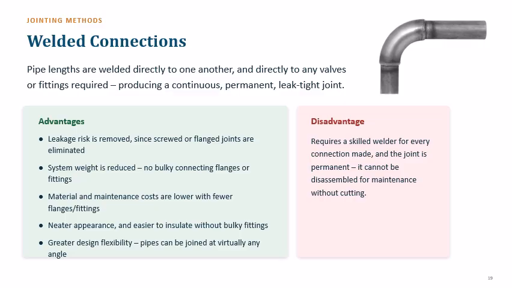The advantages include that the leakage risk is removed, since screwed or flange joints are eliminated. A welded joint is strong, so leakage will be less. The system weight is reduced, with no bulky connecting flanges or fittings, and material and maintenance costs are lower with fewer flanges or fittings. It also has a neater appearance, is easy to insulate without bulky fittings, and offers greater design flexibility. Pipes can be joined at virtually any angle.